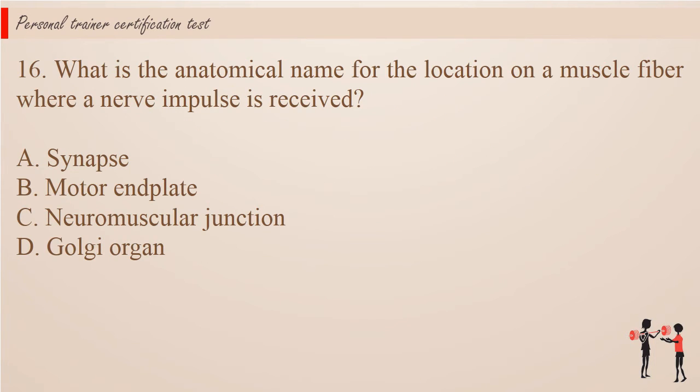Question 16. What is the anatomical name for the location on a muscle fiber where a nerve impulse is received? A. Synapse. B. Motor endplate. C. Neuromuscular junction. D. Golgi organ.